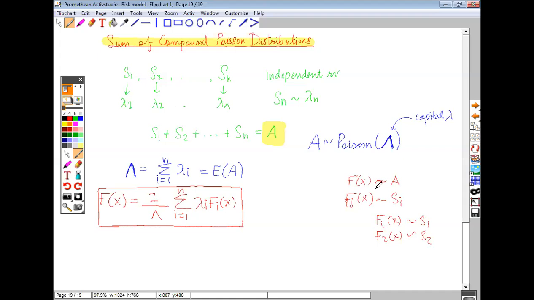Does this make some sense? Yes, ma'am. To everyone? So this is in a way just the weighted average of my distribution functions.